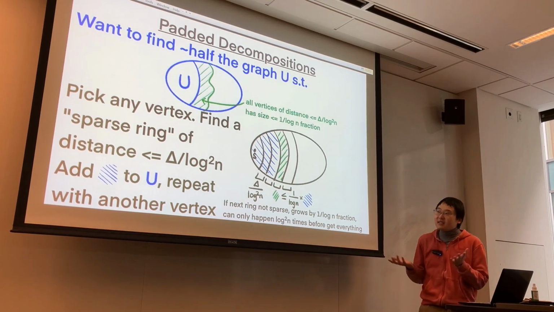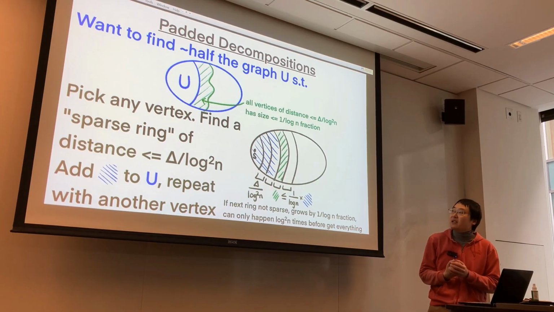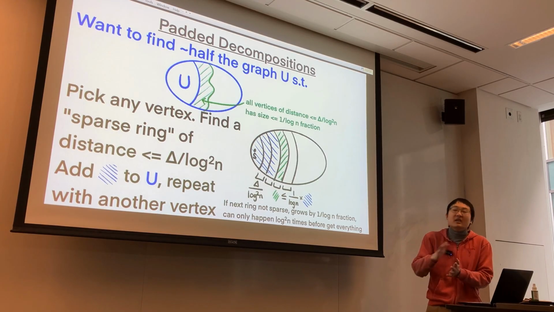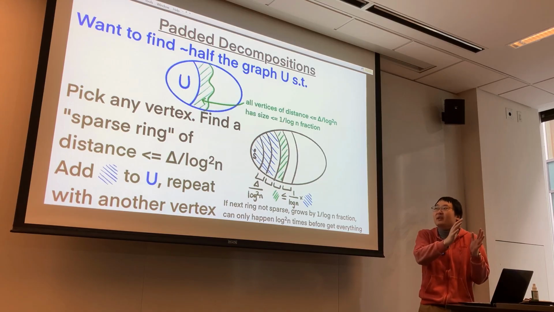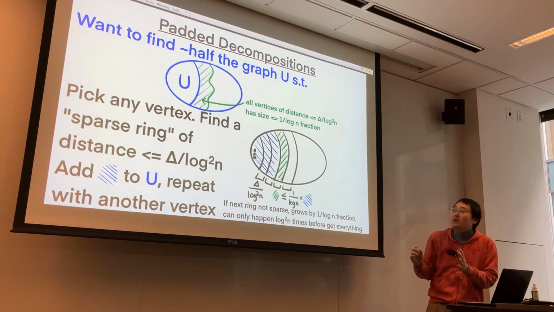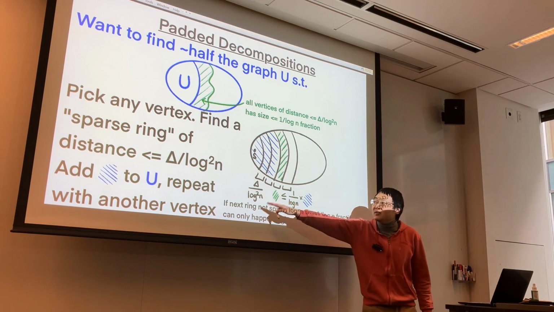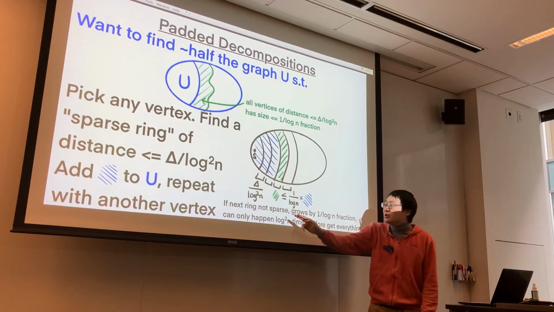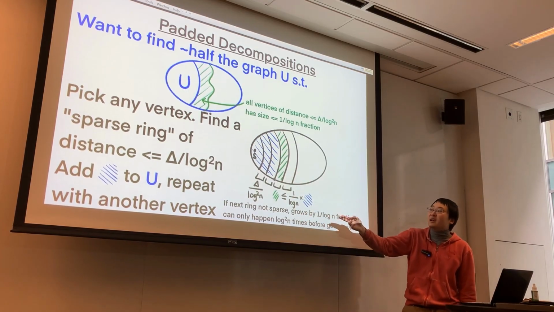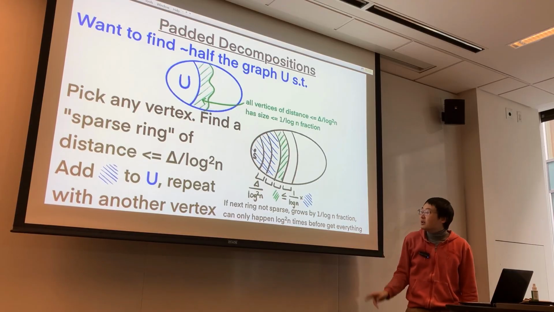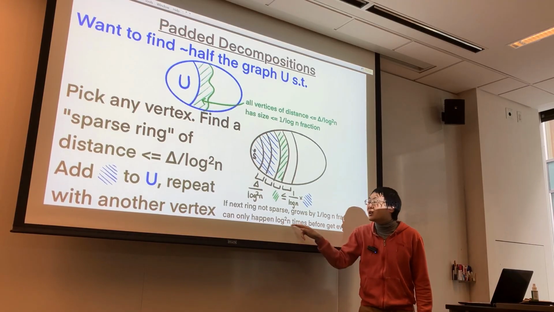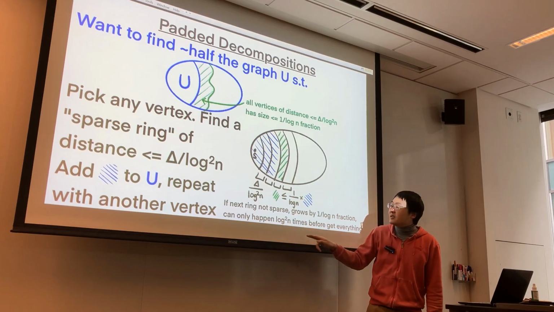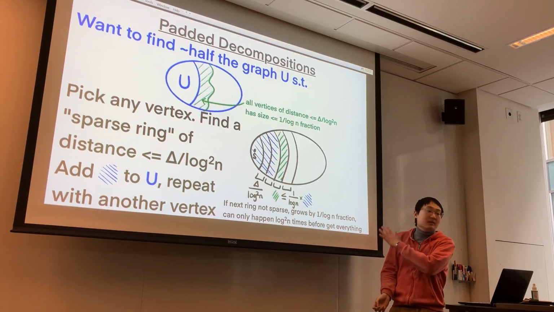And so the classic sparse cut argument is that this cannot happen forever. You cannot keep growing and failing to cut forever. The argument is, if the rings are always not sparse, then every time you add another ring, you grow by a 1/log n fraction, because that's your sparsity guarantee. You cannot do this more than log squared n times, because then you would grow from 1 all the way to n.